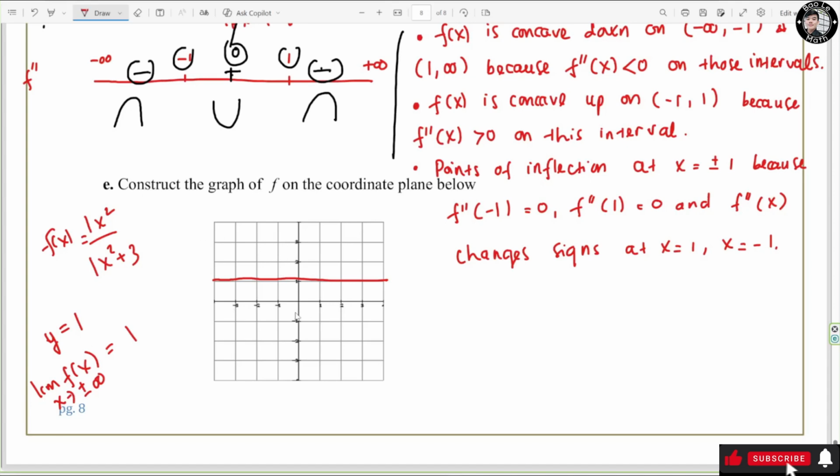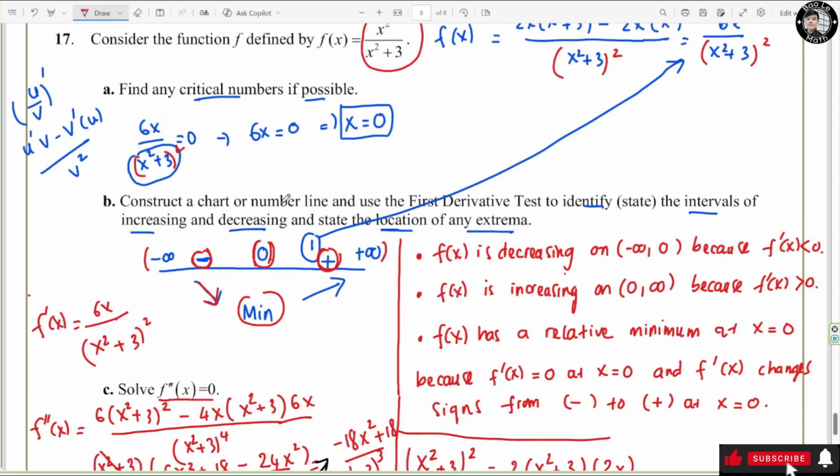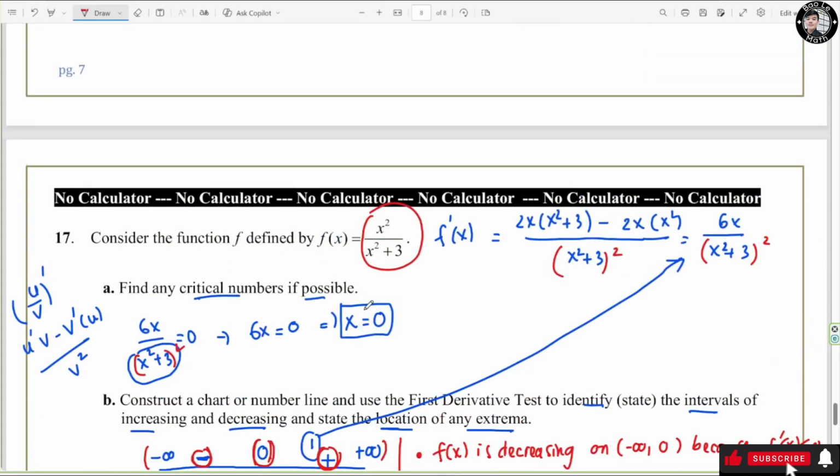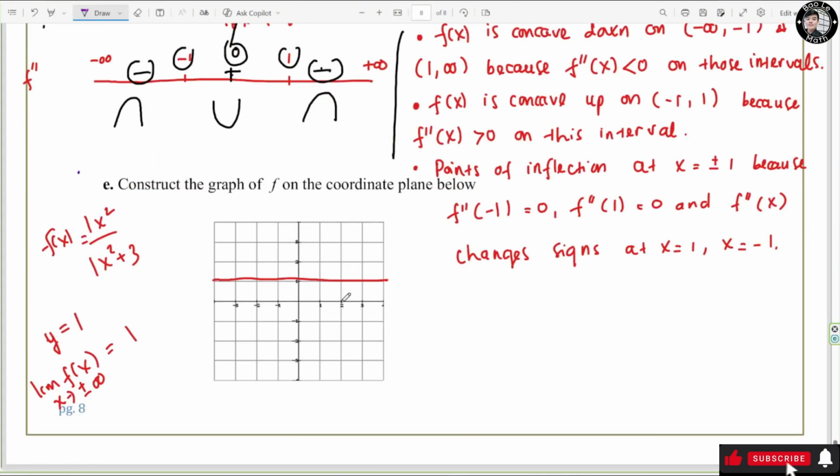Now the function has the critical number s equals 0 right here, right? And at s equals 0, the function attains the minimum value, right? And you know that the function has two points of inflection at s equals plus and minus 1, right? So it could be something like this.